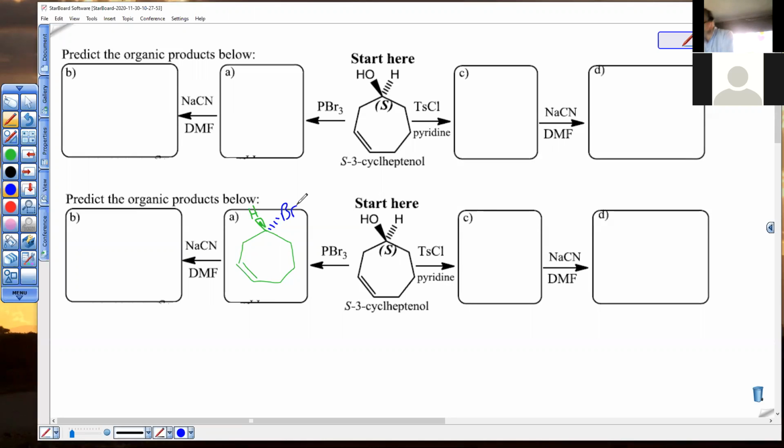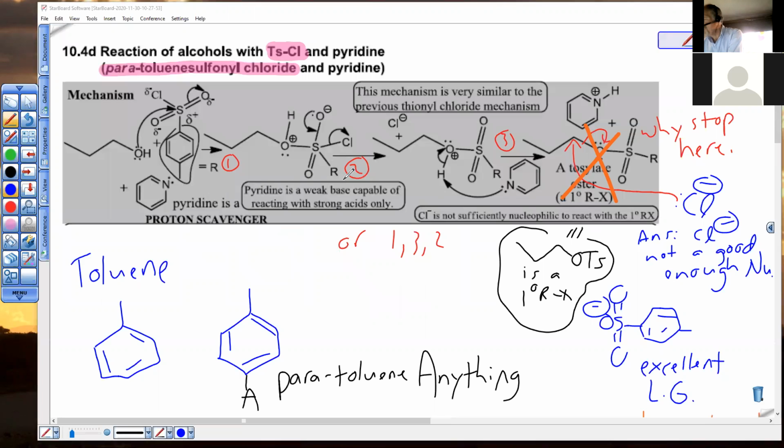And in this reaction with TsCl and pyridine, let's look at what happened to our carbon with the O in the mechanism we just did. Was there ever an attack on the carbon that has the O? No. Here's the carbon with the O. Nothing's happening to that carbon with the O.